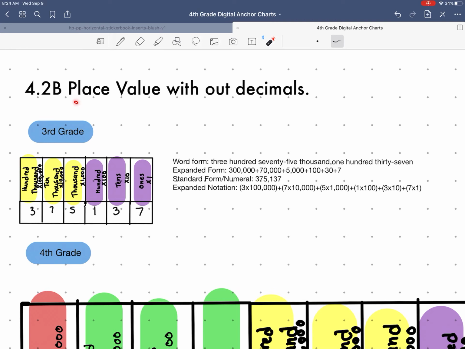Today we're going to focus on 4.2b, place value without decimals. Now remember that last year I told you that you will be learning about decimals. Well, we will, but that will be for a later time, okay? But let's review back to third grade, okay? So let's go back to third grade.